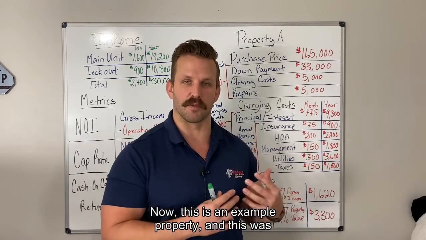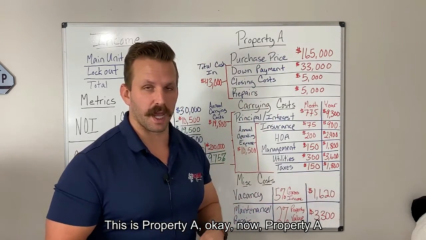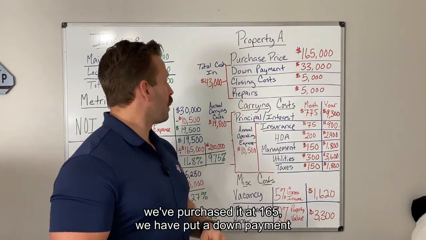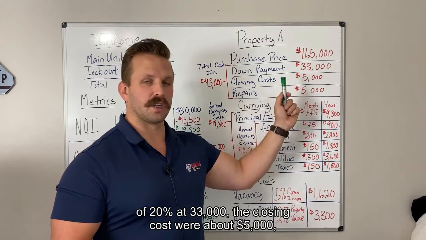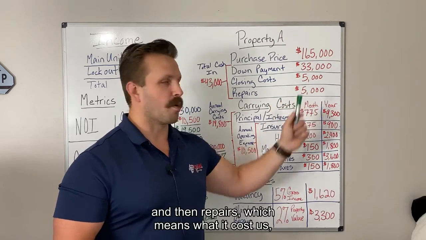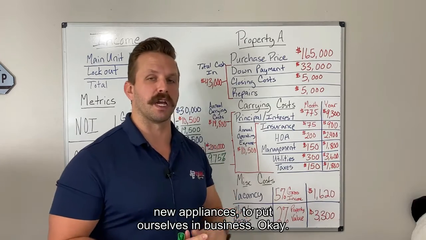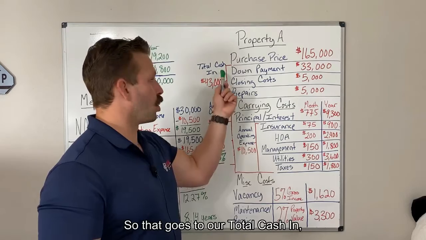Now, this is an example property, and this was from last week as well. This is property A. Property A, we've purchased it at $165,000. We have put a down payment of 20%, at $33,000. The closing costs were about $5,000, and then repairs, which means what it costs us as far as updates or anything like that, new appliances, to put ourselves in business. So that goes to our total cash in.